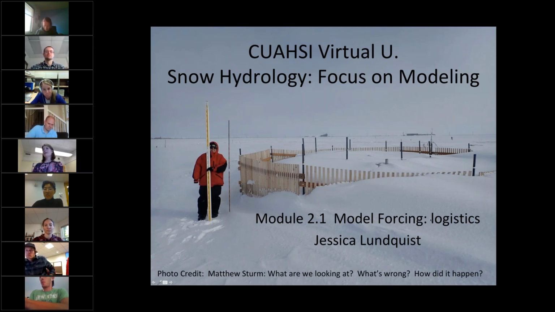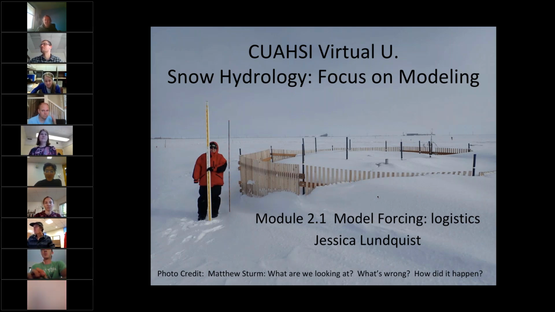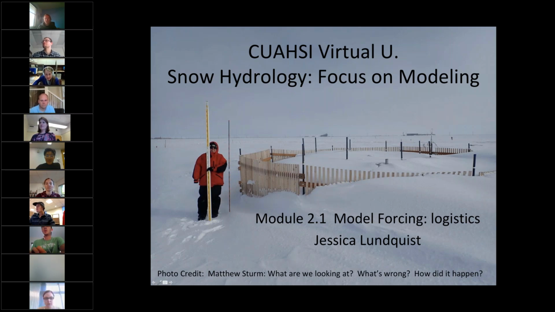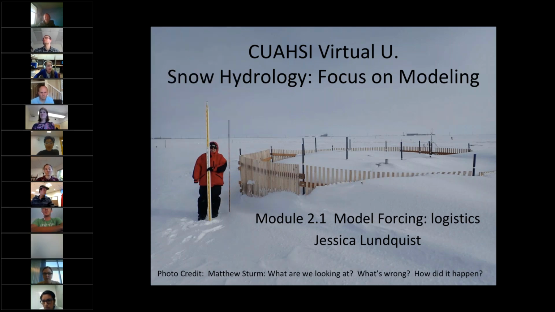So before I start jumping into things, take a look at the picture that hopefully you all can see on your screen and tell me, what are you looking at? What's wrong here, and how do you think this happened? Well, it looks like their snow fence trapped all the snow, and so they're taking snow measurements in an area that is deeper than what actually the snow is. So all the snow piled up behind the snow fence here.